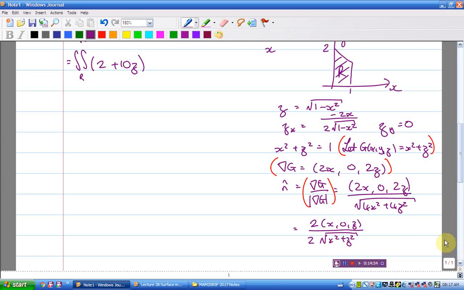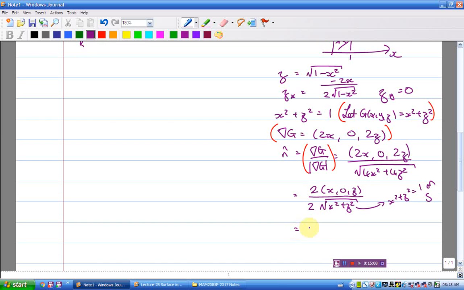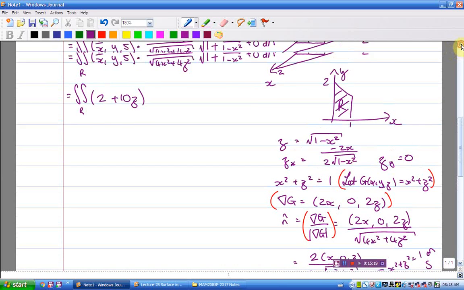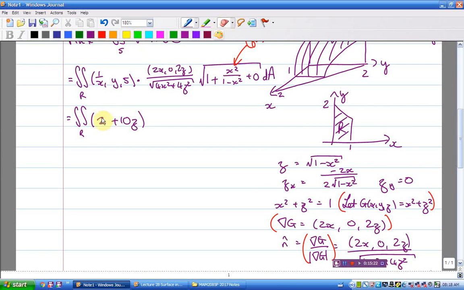But you know what? This is the normal to my surface, everywhere on my surface x squared plus z squared equals 1. x squared plus z squared equals 1 on S. So this is just (x, 0, z). What I'm going to do now is rewrite the line above with the simplification.